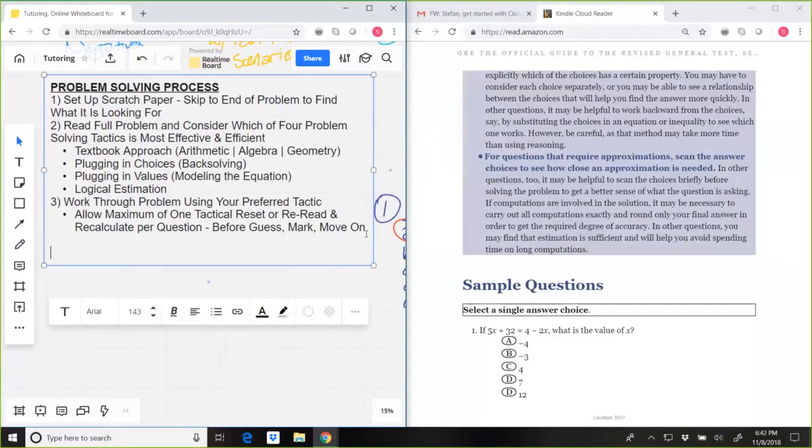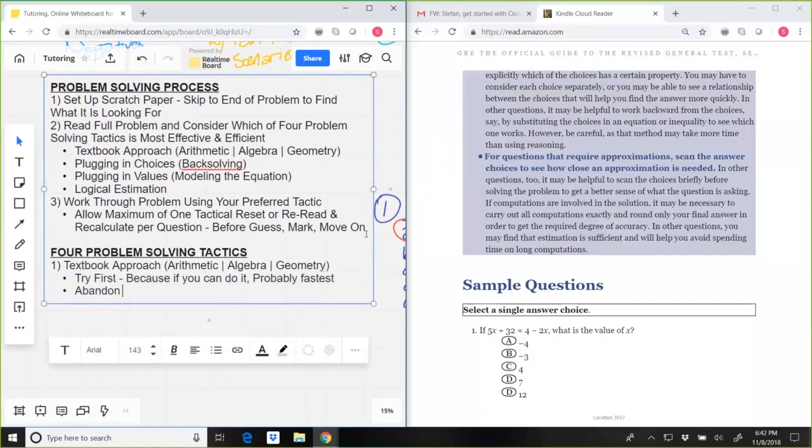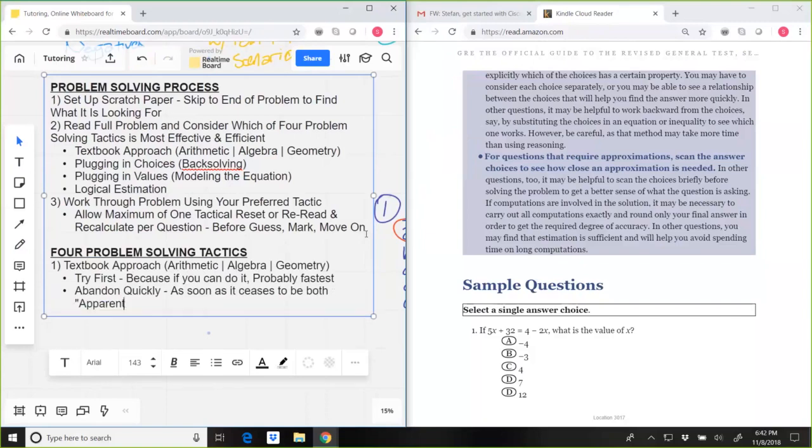So our 4 problem-solving tactics. The first one is going to be what we just did. It's the textbook approach. And again, that's going to be arithmetic, algebra, or geometry. You want to always try this first, because if you can do it, it's probably fastest. However, you want to abandon this approach quickly as soon as it ceases to be both apparent and simple.